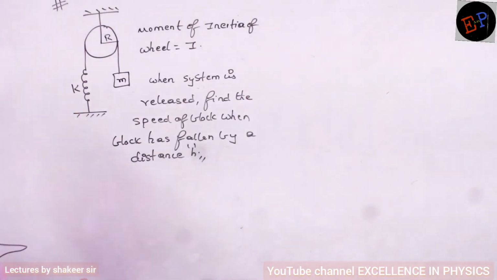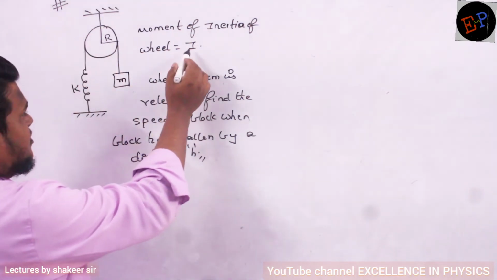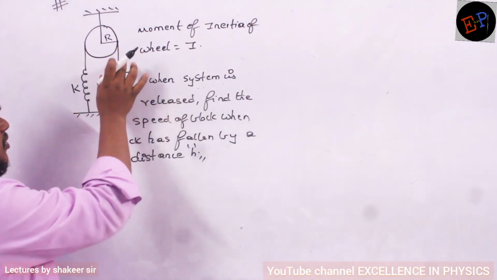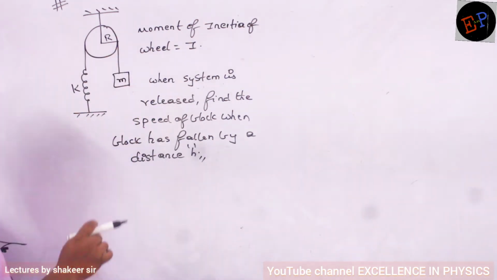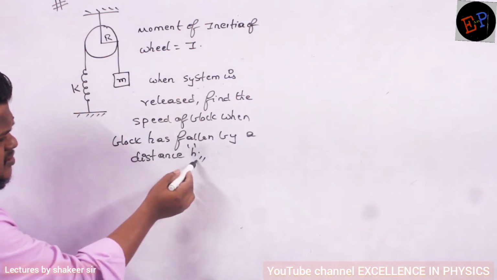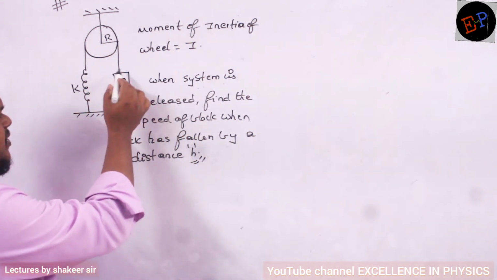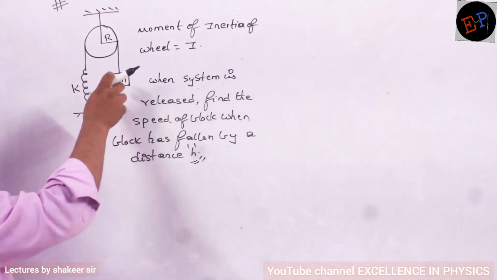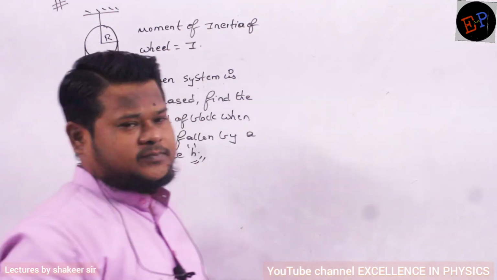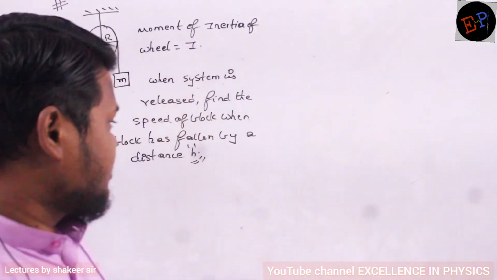So this is the question. This wheel has a moment of inertia I, radius is r. This is a mass which is attached to one end of this rope. Now when I release this system, when this mass falls by a distance of h, we are supposed to find out what will be the speed of this block. Clear now? When it has fallen by a distance of h, what will be the speed of the block that I want to calculate. Okay. So can you say how can I do this calculation now?